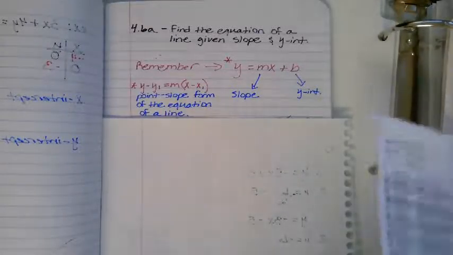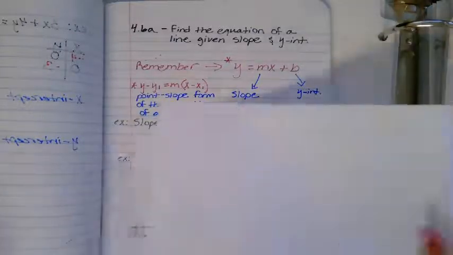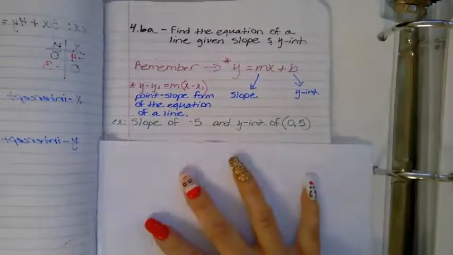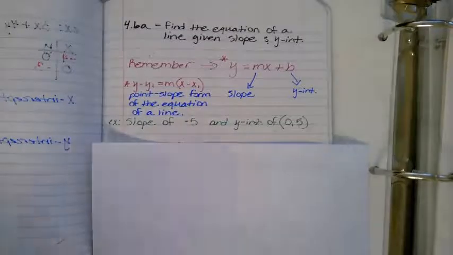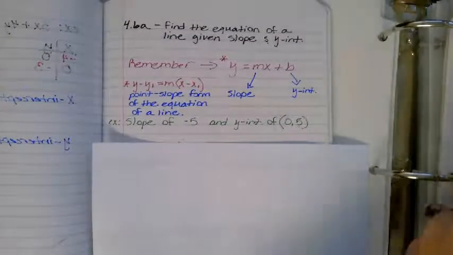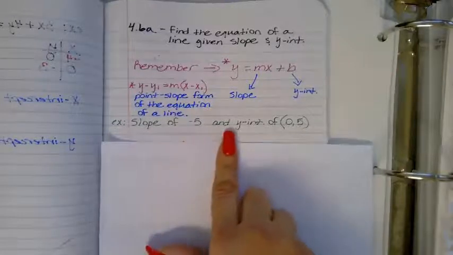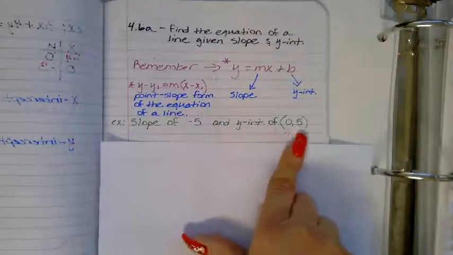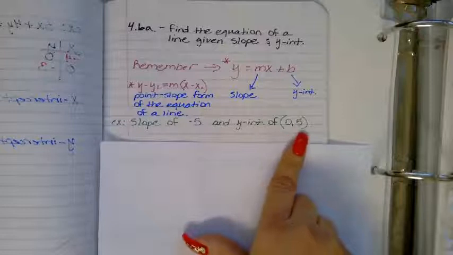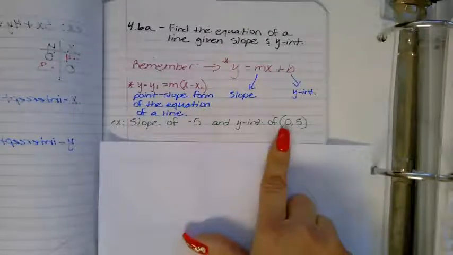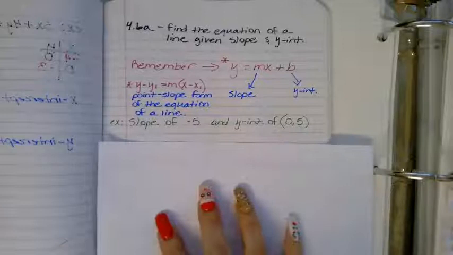I gotta switch papers here. Let's look at our first type of problem we're gonna see. So we're gonna be given the slope. This one's -5, and we're going to be given our y-intercept, and there are two coordinates of 0 and 5. So remember, the first one's always x, the second one is our y, right?